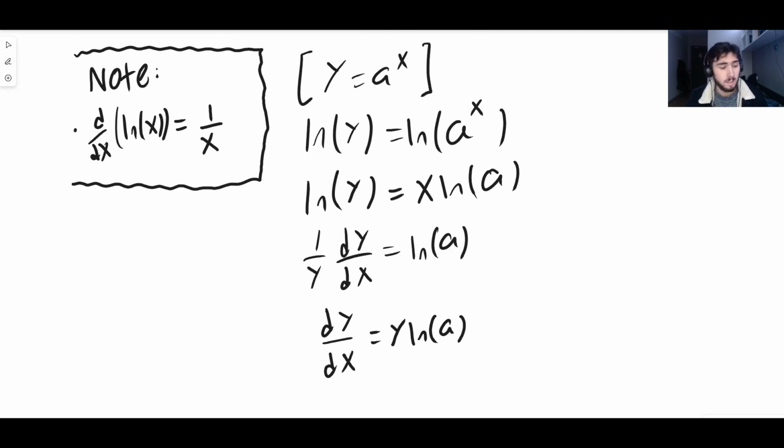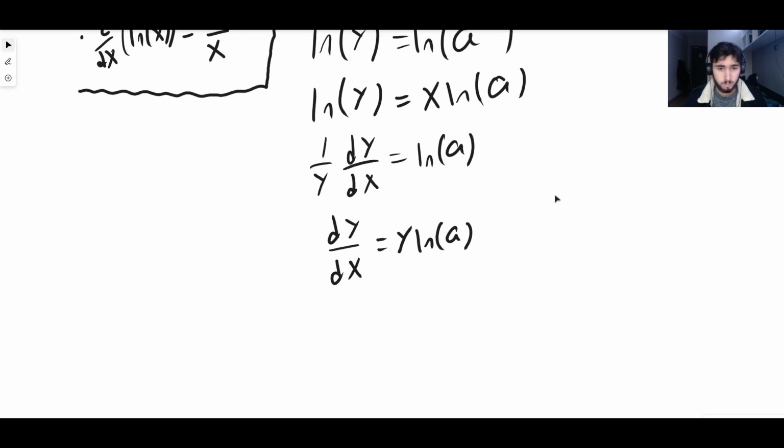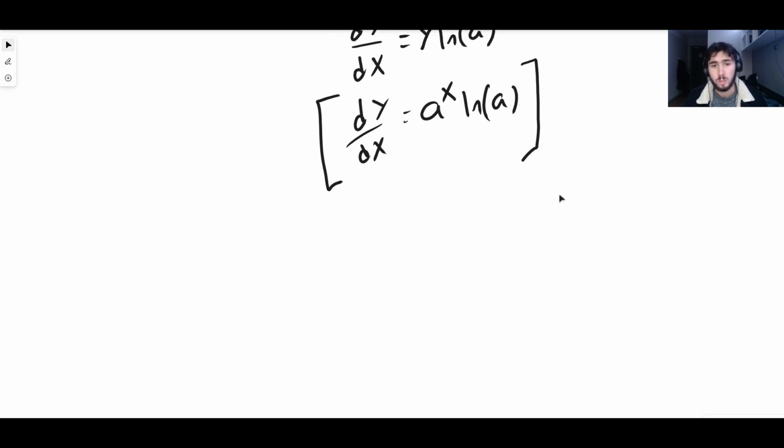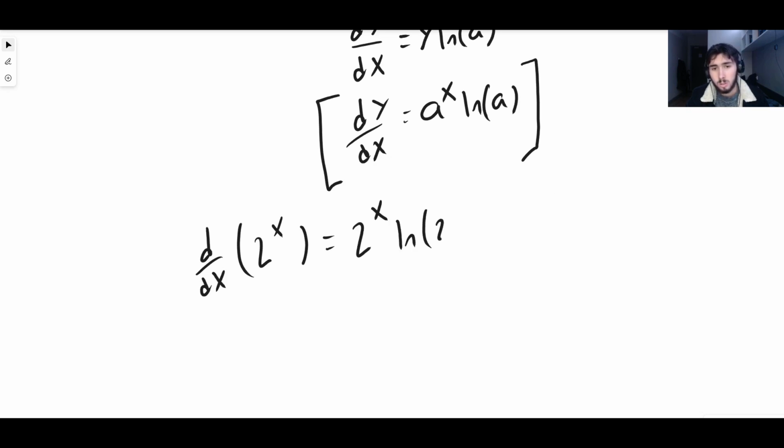y is a to the x, which means that we can replace y down here with just that. We can say that dy dx is equal to a to the power of x times the natural log of a. And this is the final result. This is the answer. The derivative of a to the x is simply a to the x times the natural log of a. So, for example, if we wanted to differentiate, let's say, 2 to the x, this would be 2 to the x times the natural log of 2. That would be the derivative, just like that.